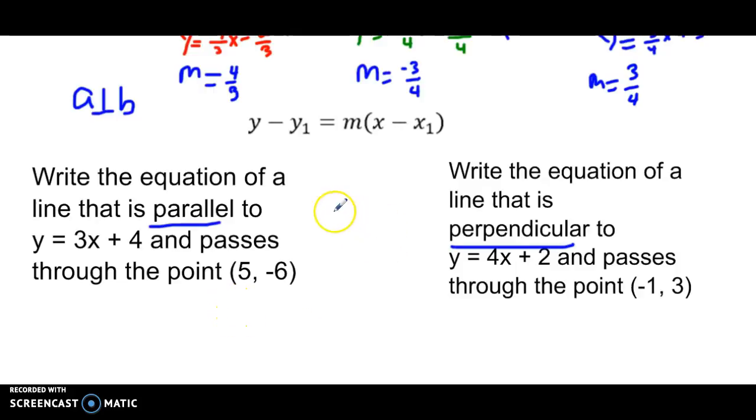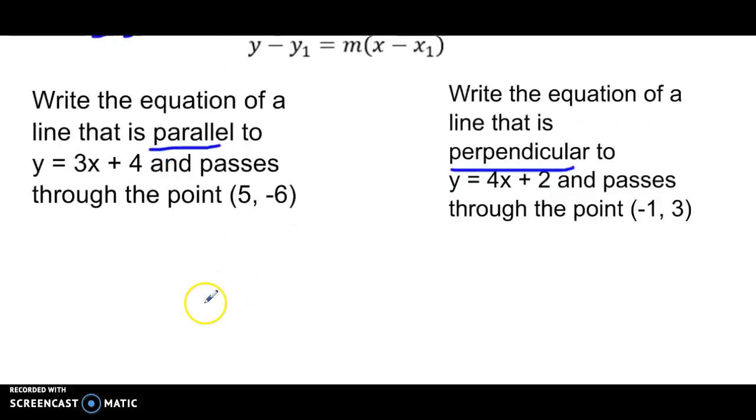So for the first one here, we see write the equation of a line that is parallel to y equals 3x plus 4 and passes through the point 5, negative 6. Since it's parallel, that's telling me it's the same slope. So in our case, the slope will be 3 here. We have our x1 being the 5, let me write it a little bit neater, and y1 being our negative 6.